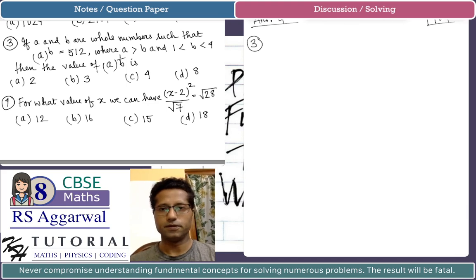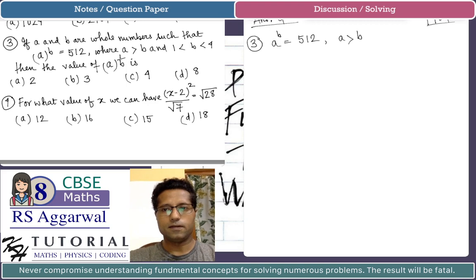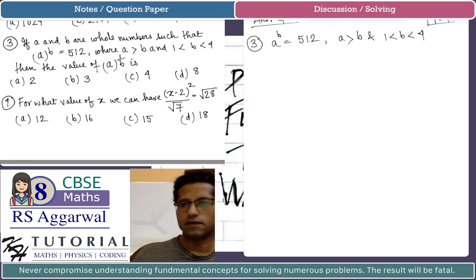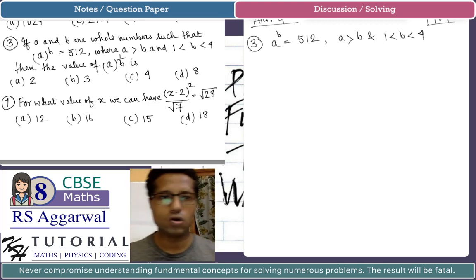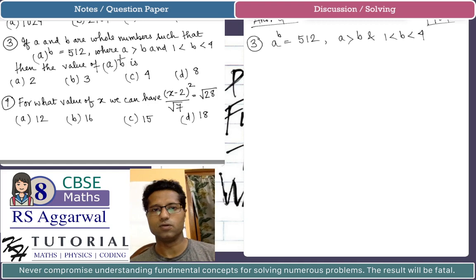Problem number 3. If a and b are whole numbers such that a to the power b is given to be 512, where a is greater than b and b is greater than 1 and less than 4. So definitely b has to be either 2 or 3, since a and b both are whole numbers.